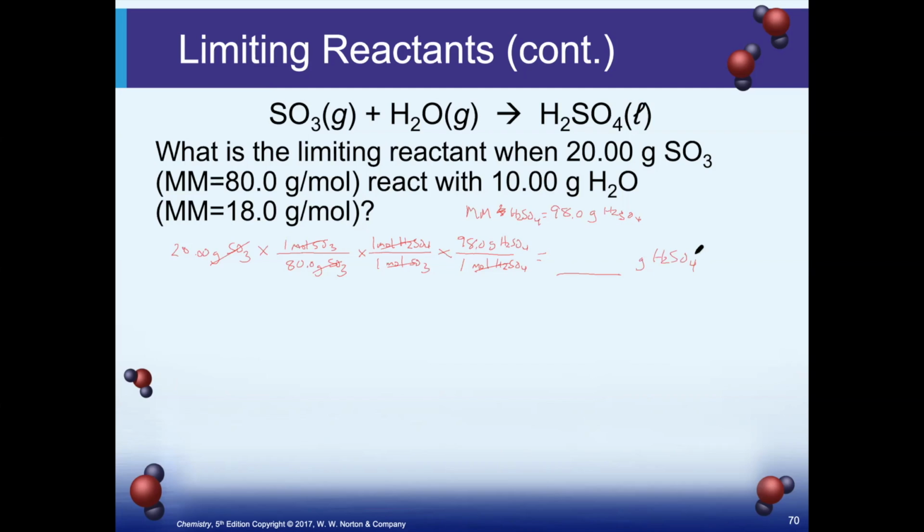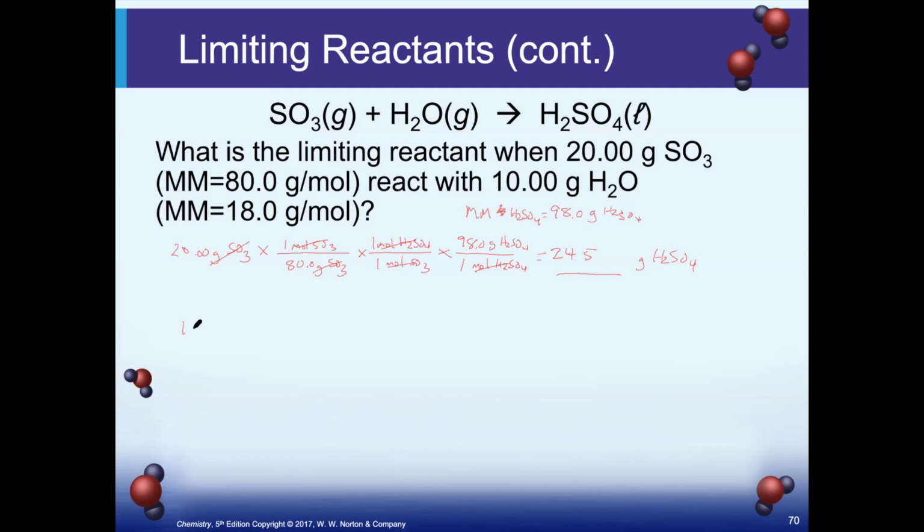I'm going to go ahead and calculate that. So 20 times 98, divide that by 80. I get 24.3, nope, 24.5 grams of H2SO4. That's if I run out of SO3 first. But now let's figure out what I would get in terms of product if I run out of H2O first.